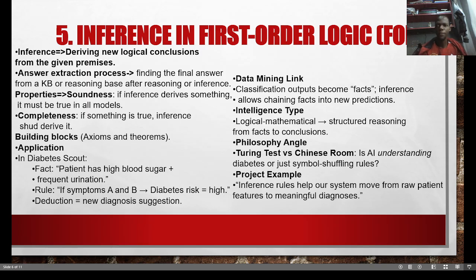So under inference we have what we call the answer extraction process. This is the finding of the final answer from a knowledge base or reasoning base after reasoning or inference. So the answer extraction process is to find the final answer from a knowledge base after carrying out the inference process or reasoning. Under here we have some properties that are very crucial for a system if it is applying inference, if it wants to derive new logical conclusions. And of course each property is applicable to different modules depending on how you want your final results to appear.